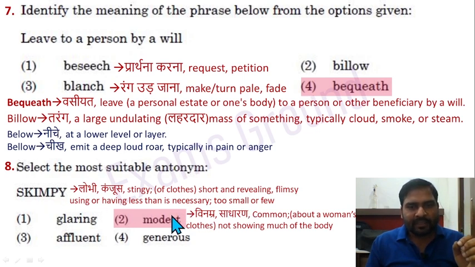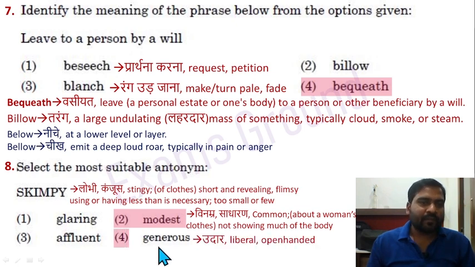And opposite to this is modest, vinam, sadharan, common, and for a woman's clothes, not showing much of the body. So this is just opposite to that. In the case of this, not showing much, and here it is revealing, or very less. Okay, and sometimes generous can also be an opposite to this skimpy. Udar, liberal, open-minded. Like here it is kanjus or stingy, then here it is liberal or udar.